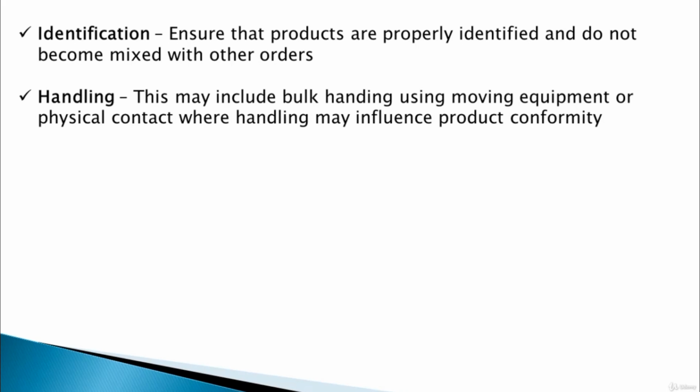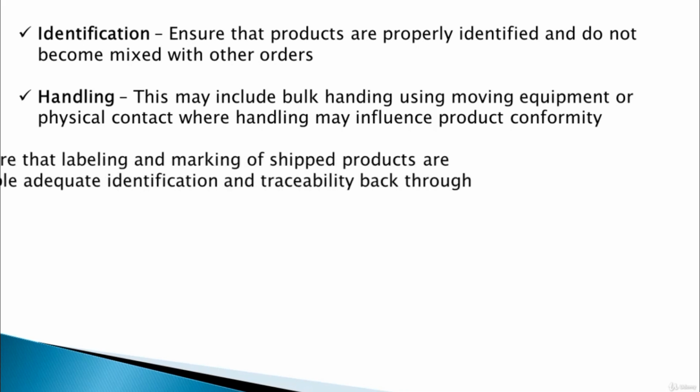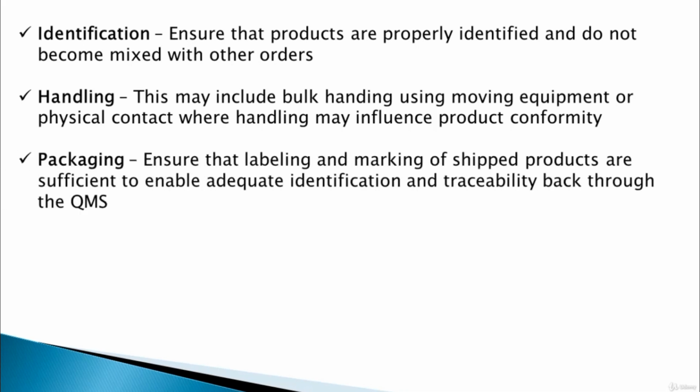Second, we're talking about handling. This may include bulk handling, using moving equipment or physical contact where handling may influence product conformity. And third, we've got packaging, ensuring that labeling and marking of shipped products are sufficient to enable adequate identification and traceability back through the quality management system. So the organization needs to establish methods for packaging the product to preserve its integrity.